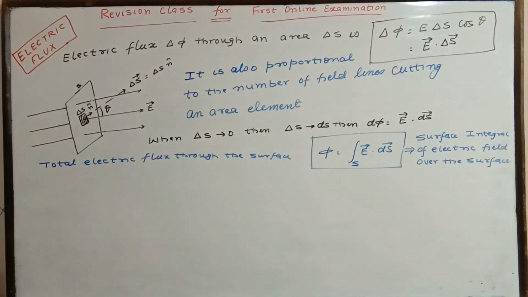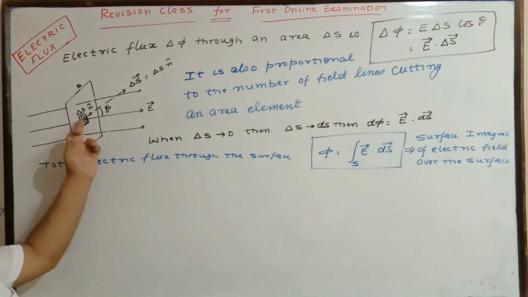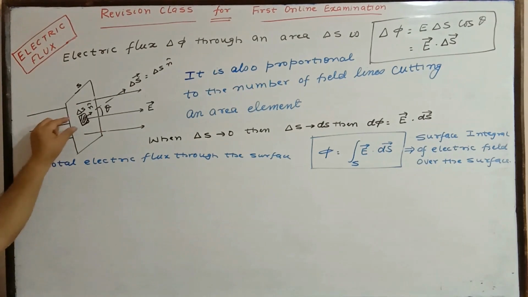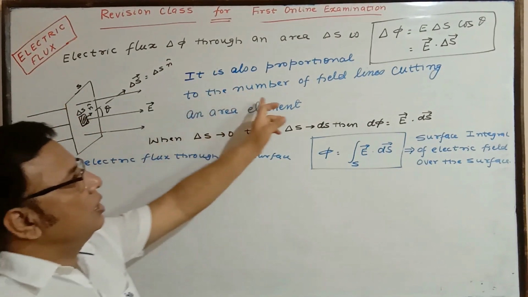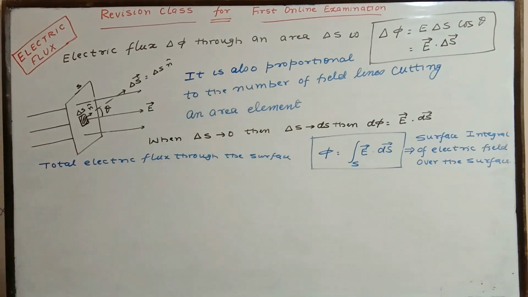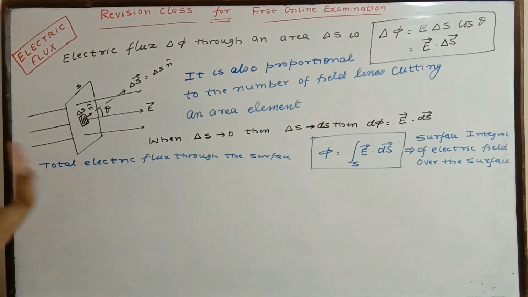So that is delta phi is E delta S cos theta, and that can be written as a dot product of electric field and area vector. That area vector is normal to the planar area. That is what is shown for this area delta S. It can also be written as the electric flux is proportional to the number of field lines cutting an area element. It depends on how many lines we are drawing here, and that is why we are writing proportional to number of field lines cutting the area element.